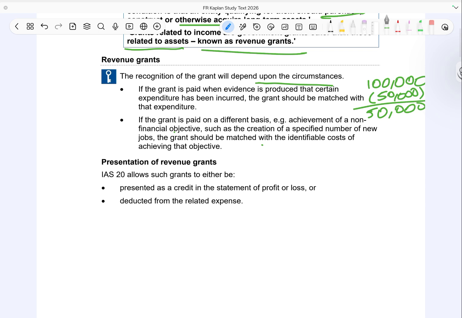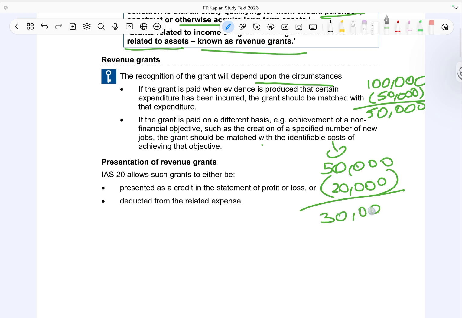But sometimes the government, to increase employment opportunities, has grants. If you create maybe 10 more jobs or 20 more jobs, you will receive a 20,000 grant. So on that basis, you'll obviously have payroll cost because you are employing new members. Let's say our payroll cost is 50,000, and you are receiving a grant of 20,000 for doing that, so you can offset it against that cost.